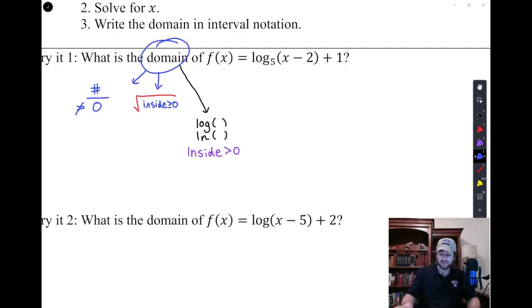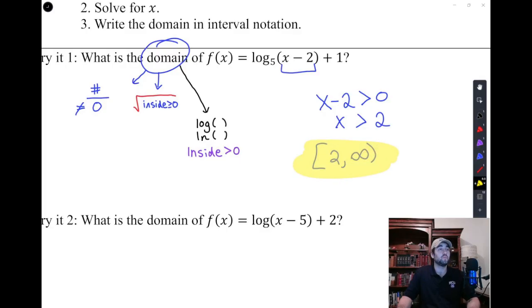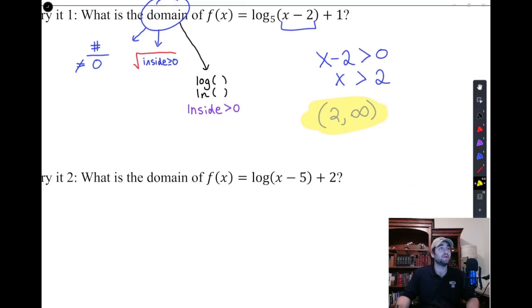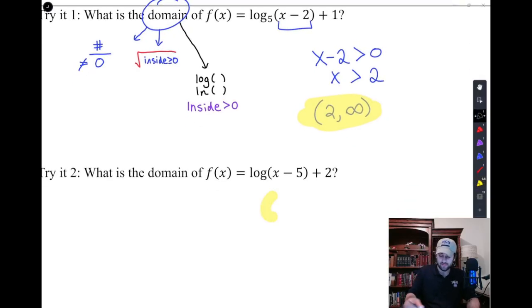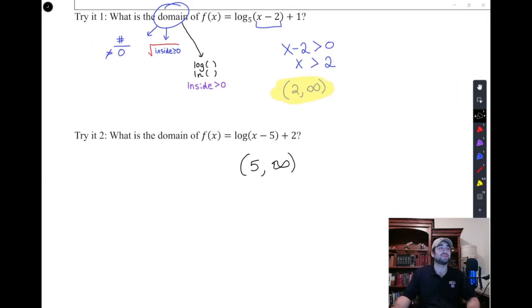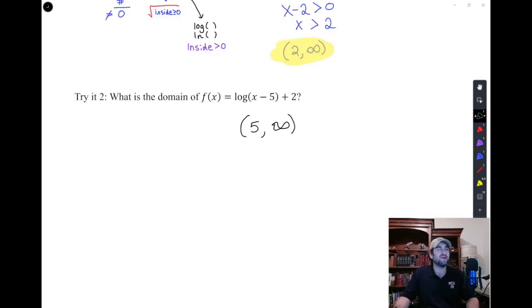So that being said, what's the domain of this f of x right here? Well, we just take the inside and we say x minus 2 has to be greater than 0, which means x has to be greater than 2, which means our domain is 2 to infinity. Oh, but not including 2, because it doesn't have the underline underneath it. So it's different than square roots in that way, where we don't include the value that we're stopping at. In a similar manner, this one would be 5 to infinity. If you want to take a pause and work that out and make sure we're right, you can. And now we're about to see why.